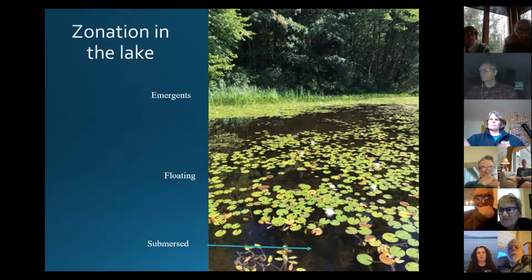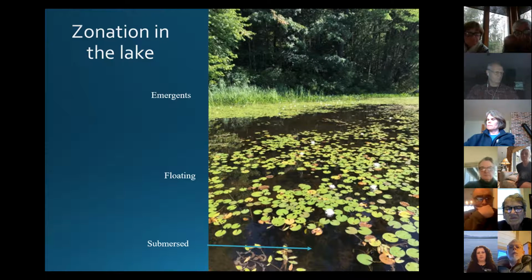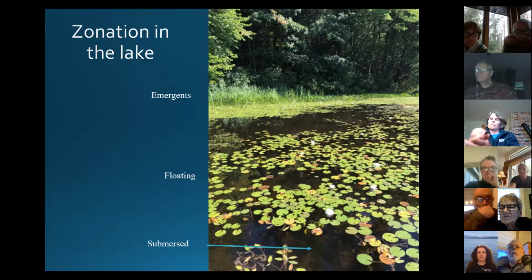So starting off first with zonation. When you think about your water body, think about standing on shore and looking out into the lake or pond that you live on or like to visit. You get a sense that there are different zones of plants out there. When you're standing on shore, the plants that are right down around your ankles, the ones that are rooted in the soil and sticking up above the sediment, are the emergent plants.